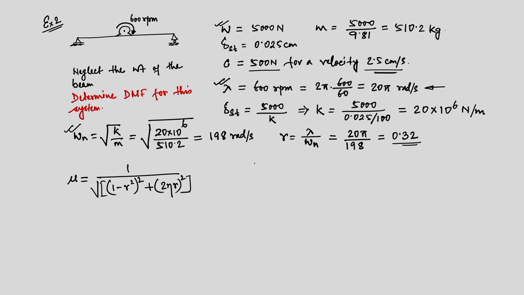So, what we know is that C is defined by this statement, which says 500 Newton of force corresponding to a velocity of 2.5 centimeter per second. So, that tells us what is C. C is 500, that is the force, divided by the velocity. In this case, the velocity is given in centimeter per second, so multiplied by 100 divided by 2.5. Then in this case, C is 20,000 Newton second per meter. So, that is C.